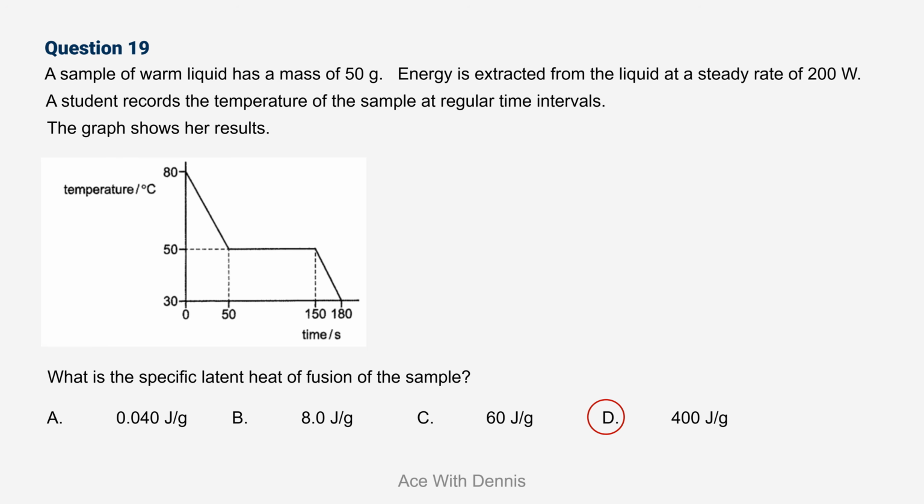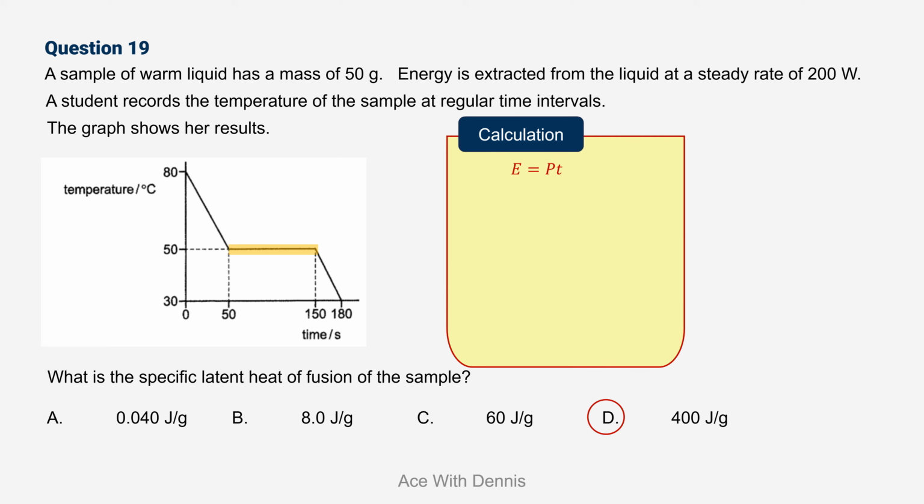So the question asks us to find the specific latent heat of fusion. So this only happens when the matter changes from liquid to solid, which is during the freezing process. So on the graph, this region is the freezing process because the temperature is constant even though it is being cooled down.